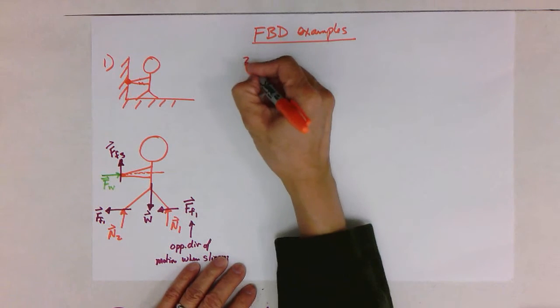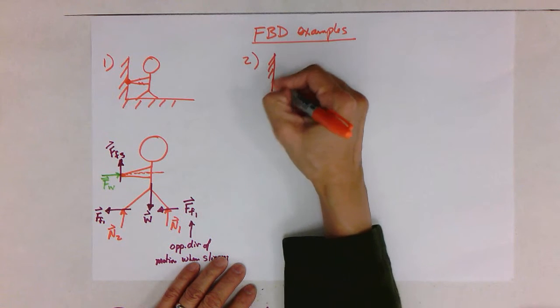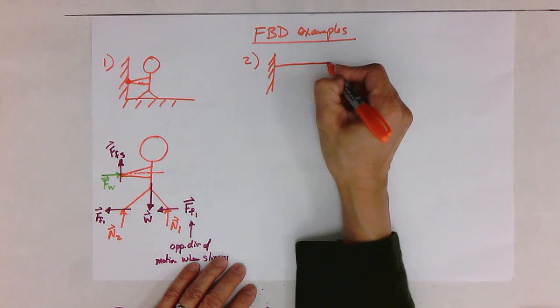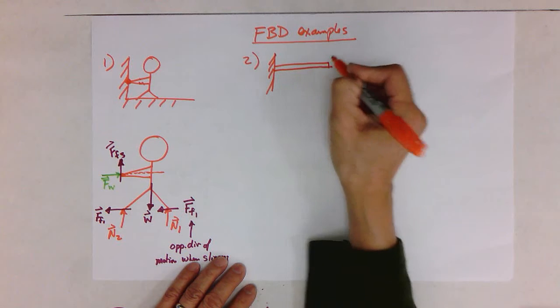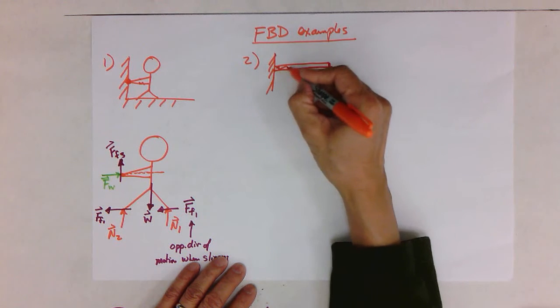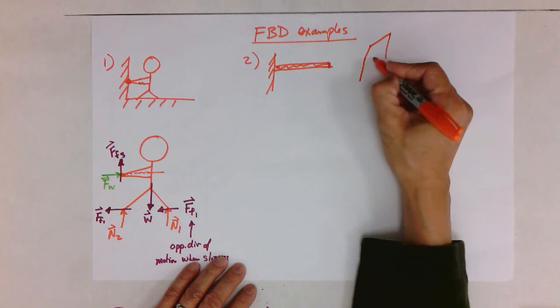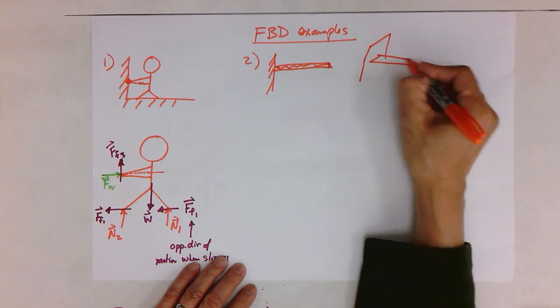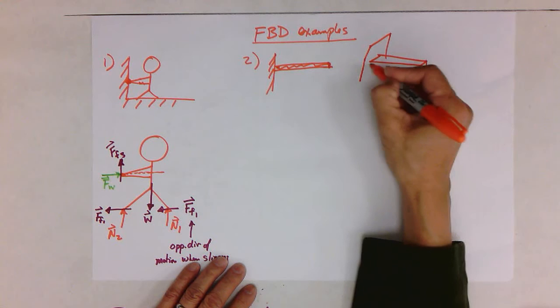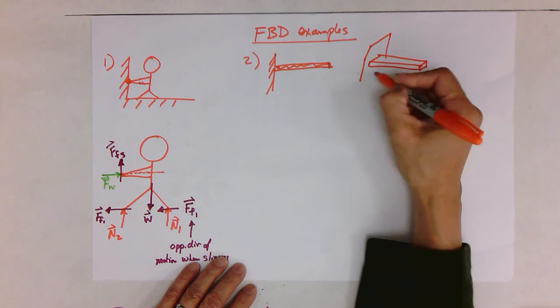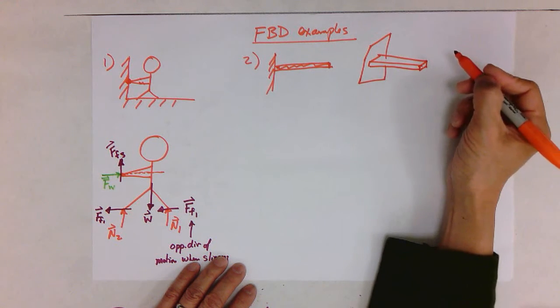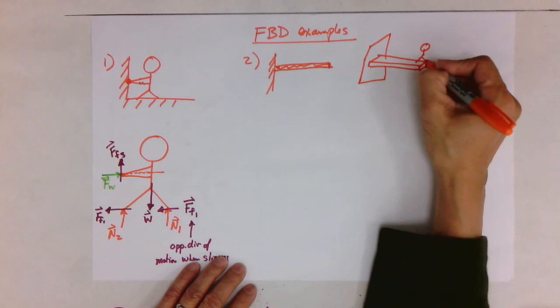Okay, in the second example, let's consider a wall. Here's a side view, and I'll just take a simple cantilever beam. So think of a diving board, say. Let me just draw a sort of exploded view here. So you've got a diving board built into the wall. Okay, and somebody's going to come and stand on it.